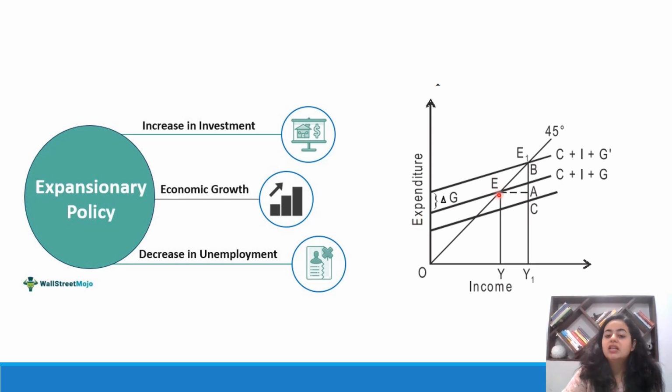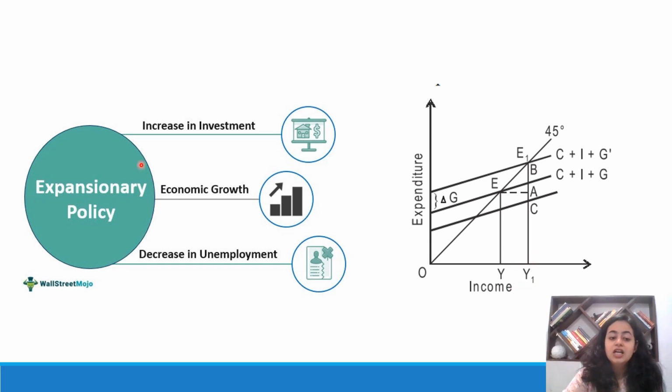Now suppose that there is a change in government spending, or the government has increased its expenditure by this delta G amount. So the AD curve shifts upwards to C plus I plus G dash. This G dash indicates the new government expenditure level, which is G plus delta G. So now you see that the intersection between aggregate supply and aggregate demand has moved to E1 and the income in the economy has increased.